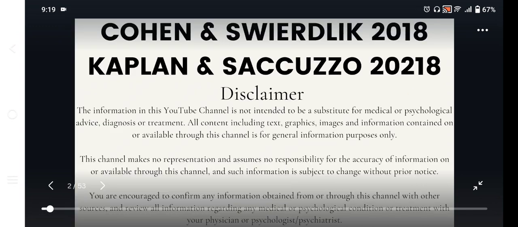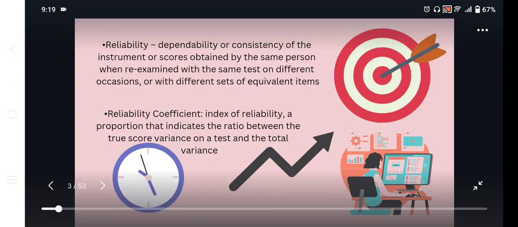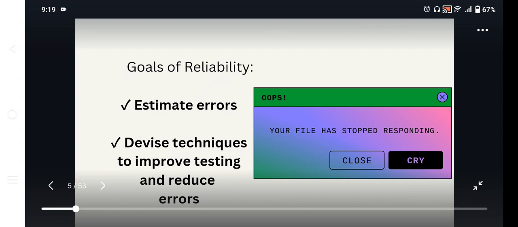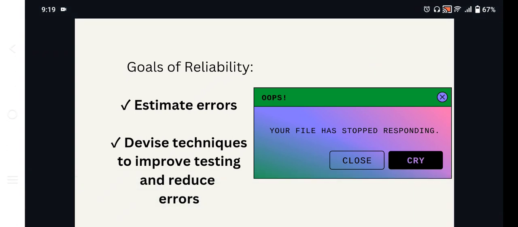It refers to the proportion of the total variance attributed to the true variance. The greater the proportion of the total variance attributed to the true variance, the more reliable the test. Okay? Ano nga po yung error variance?